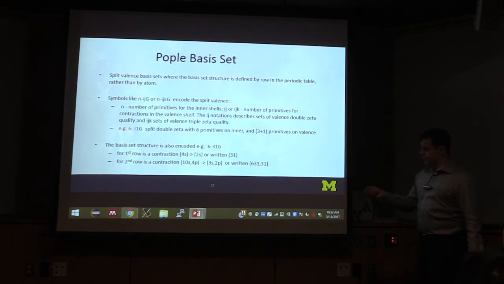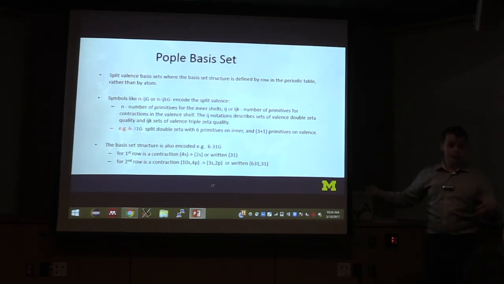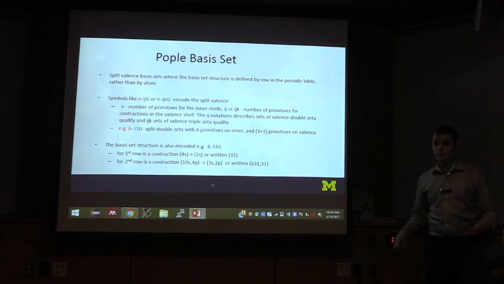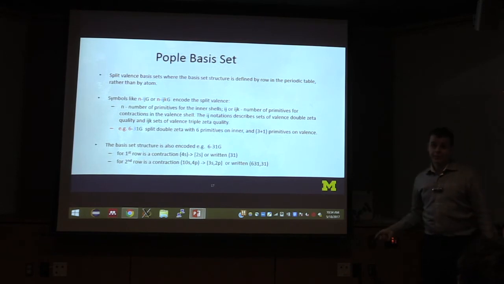So the basis set structure is also encoded. For example, for 631G, the first row is a contraction of 4 S-type primitives to 2 S contractions. This could also be written in the more elaborate notation I showed you, which says that the first S-type contraction is composed of 3 primitives. The second S-type contraction is composed of 1 primitive. For the second row, it's this contraction. We go from 10S to 3S, 4P to 2P. And in this notation, it says how many primitives are in each contraction.